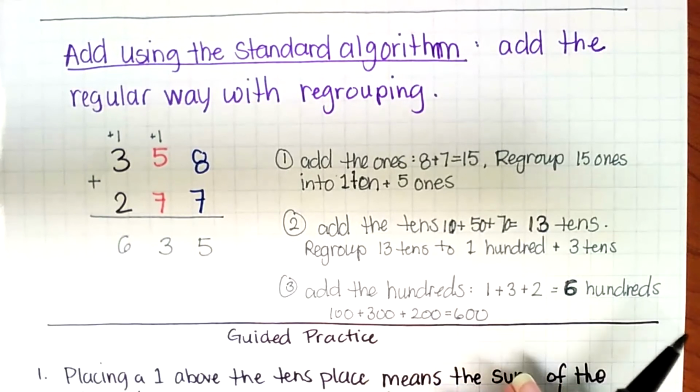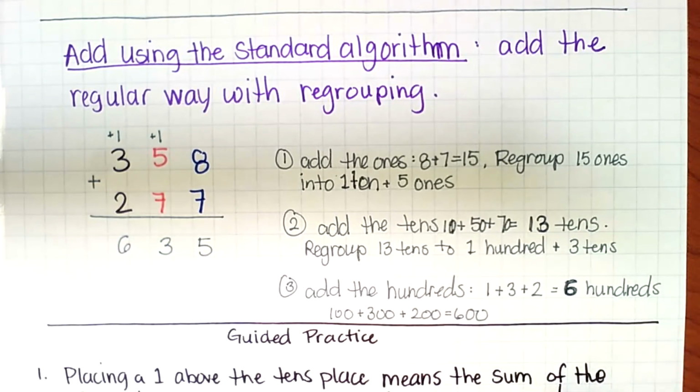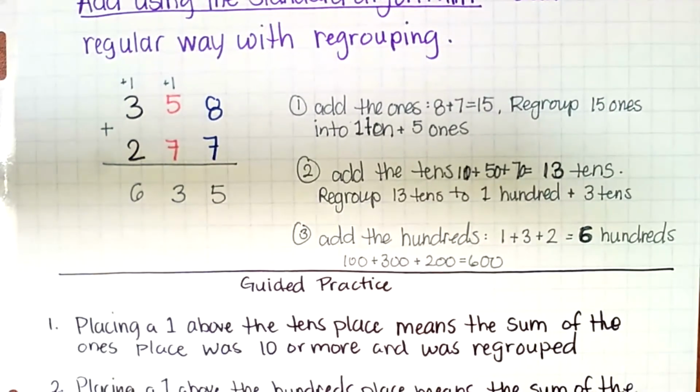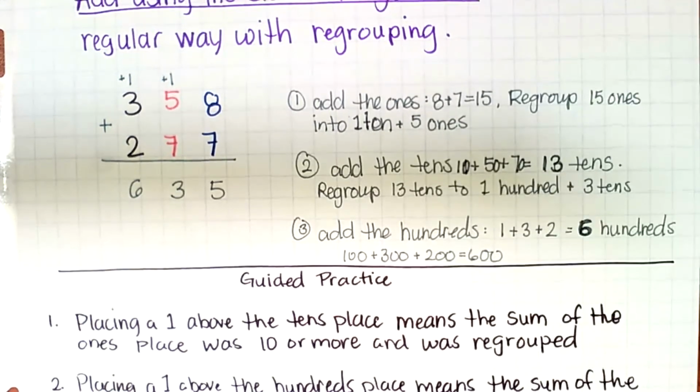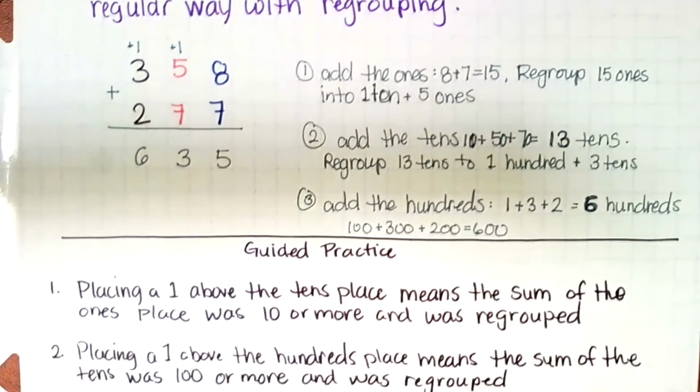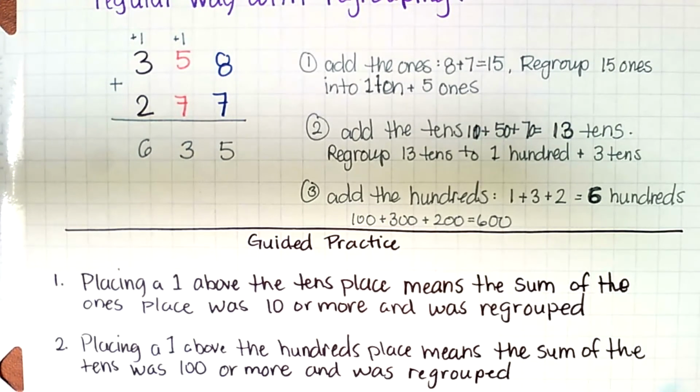Now, for our guided practice, it says when you place a 1 above the tens value, what does it mean? If I'm putting a 1 on top of the tens place, that means that the sum when I added the ones place was equal to 10 or more. So I had to regroup it. If it's 10 or more, whatever digit is in the tens place needs to go up into the next place value. Number 2 says when you place a 1 above the hundreds value, what does that mean? Same thing. It means that when you added your tens together, you made a group of 100 or more, and so you had to regroup it and put it with the next place value.